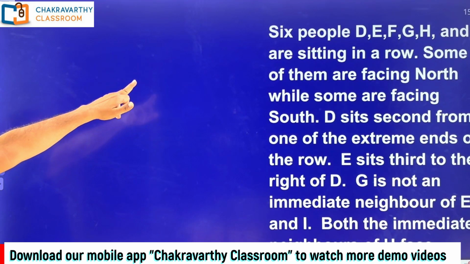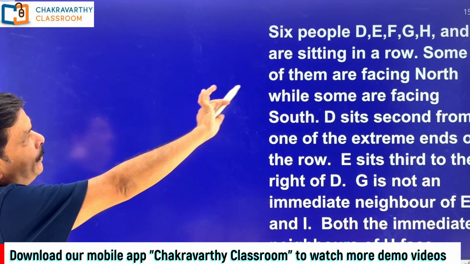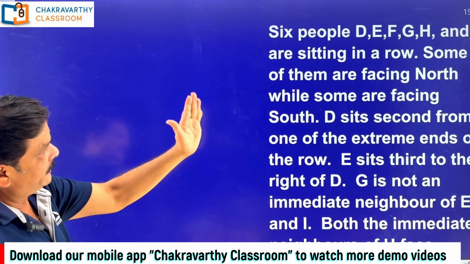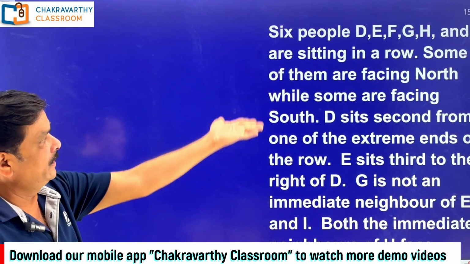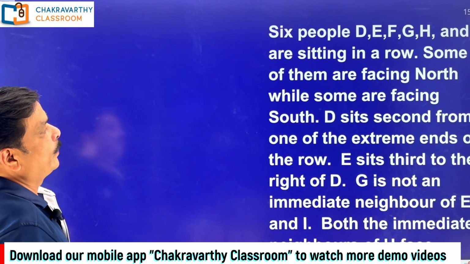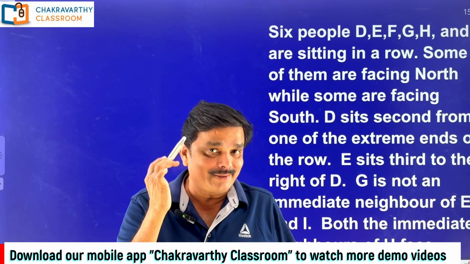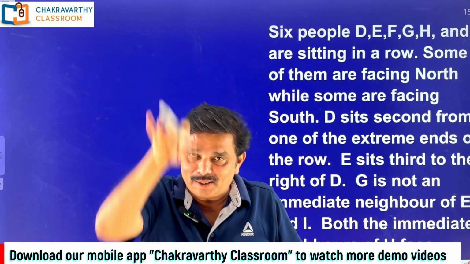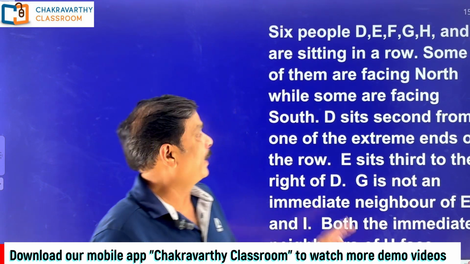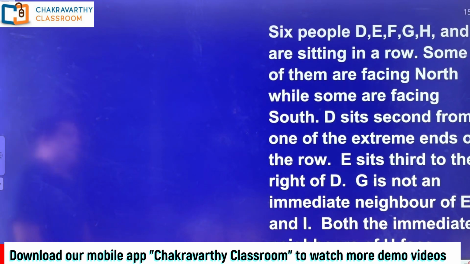6 people, they started the description like this. 6 people D, E, F, G, H and I are sitting in a row. It's normal information. Some of them are facing north while some of them are facing south. You have to keep that in mind, that some are facing north and some are facing south. Very important. And then after that, D sits second from one of the extreme ends of the row.